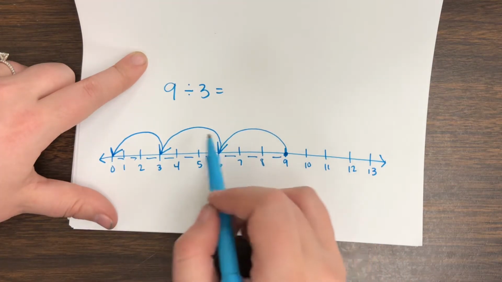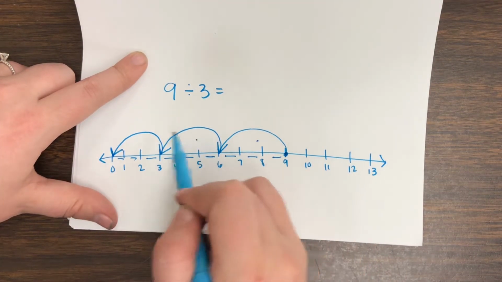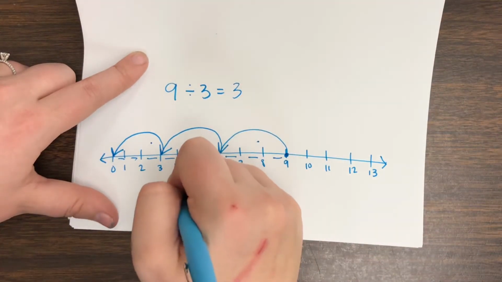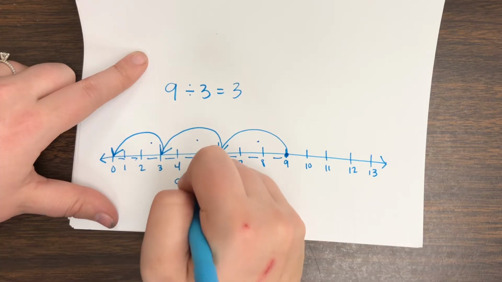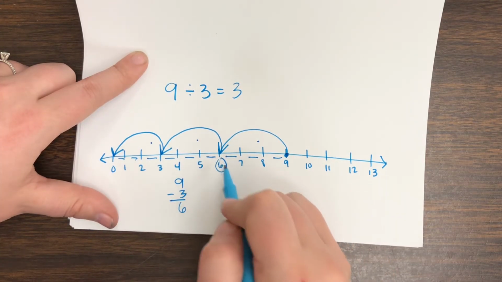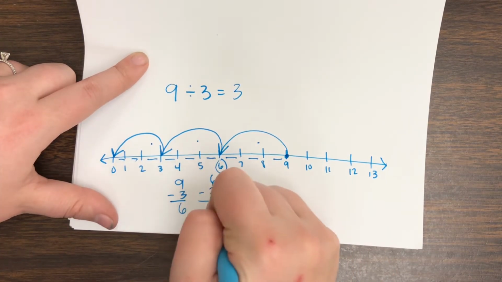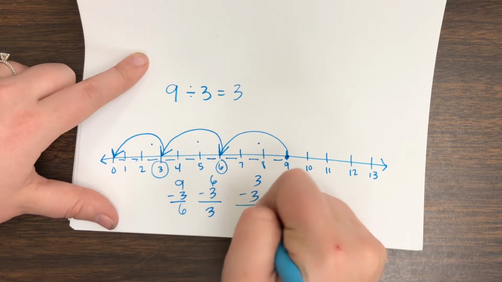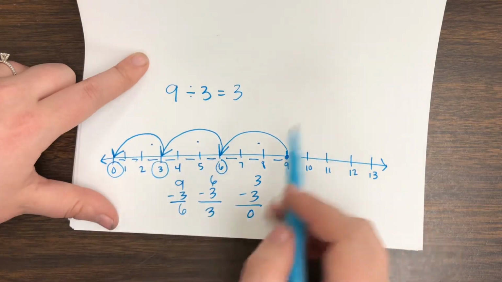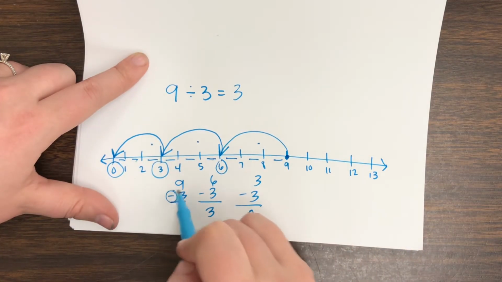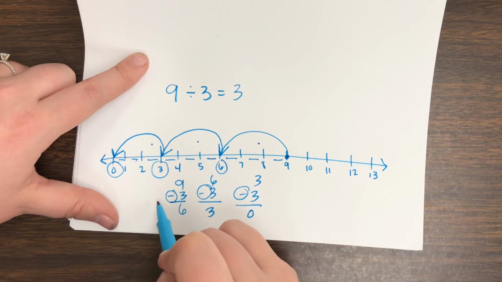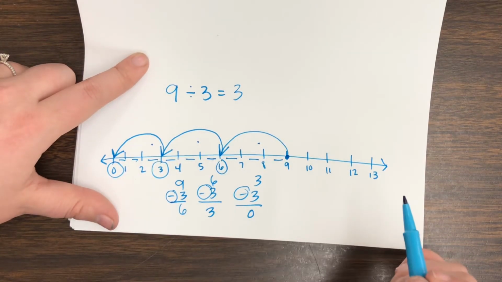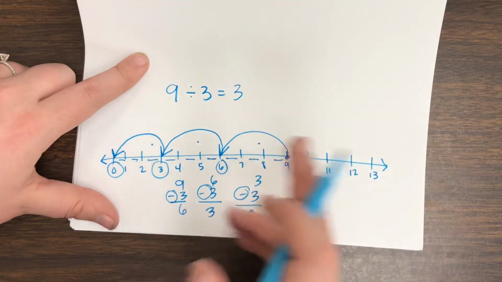And then my answer is how many hops did it take? It took 1, 2, 3 hops. And if you want to check yourself, you can say, well, 9 minus 3 equals 6, which is where that hop landed. 6 minus 3 equals 3, which is where this hop landed. And 3 minus 3 equals 0, so that's where this hop landed. So that means that 1, 2, 3 subtraction times is the answer. 3 hops is the answer. And that is a good way to check yourself with repeated subtraction.